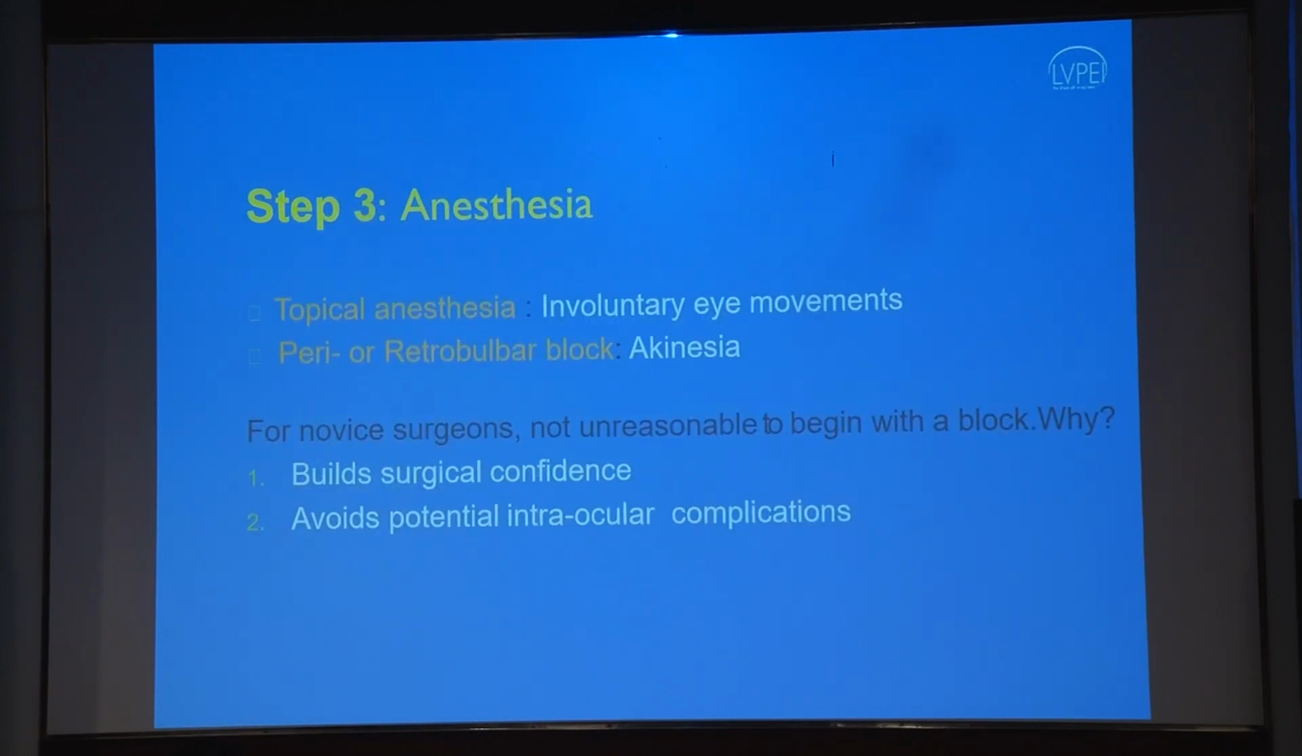Step 3 is about anesthesia. It can be done under topical anesthesia, but the problem of involuntary eye movements has to be faced. And with peribulbar or retrobulbar block, you get akinesia. And for novice surgeons and beginners, it's not unreasonable to begin with a block. Why? Because it builds your surgical confidence and avoids potential intraocular complications.